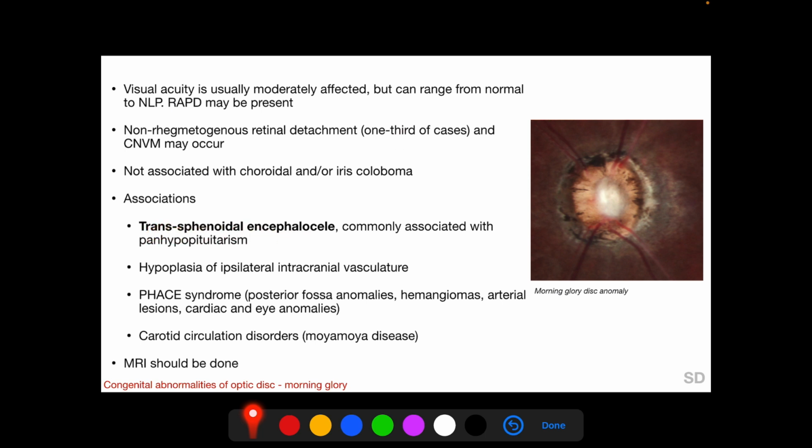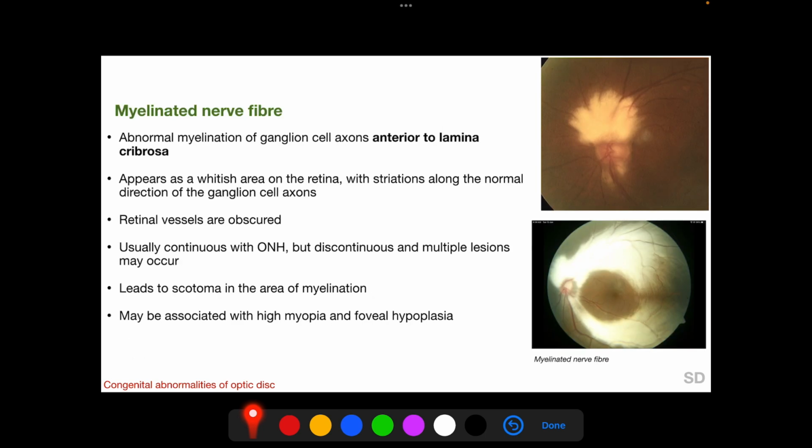Transsphenoidal encephalocele is an important association of morning glory disc anomaly which should be remembered, and it is commonly associated with panhypopituitarism. Other associations of morning glory disc anomaly include hypoplasia of ipsilateral intracranial vasculature. There is PHACE syndrome with posterior fossa anomalies, hemangiomas, arterial lesions, cardiac and eye anomalies. We may also have carotid circulation disorders like moyamoya disease. So a patient with morning glory disc anomaly should undergo an MRI evaluation.